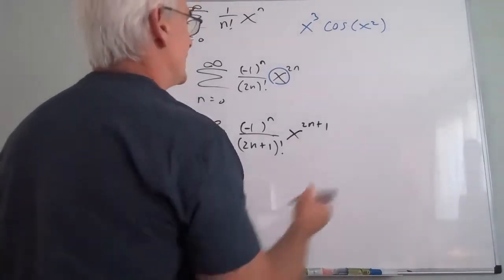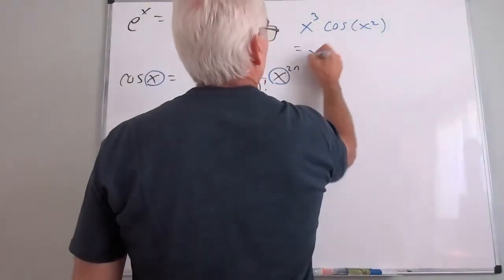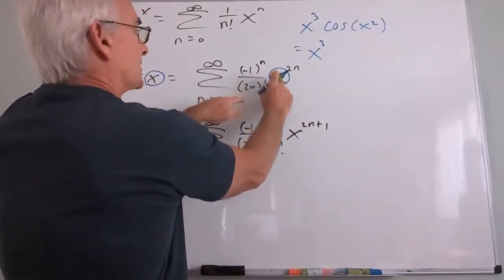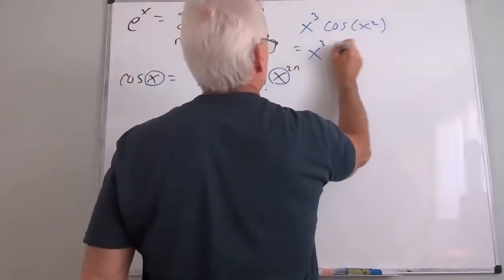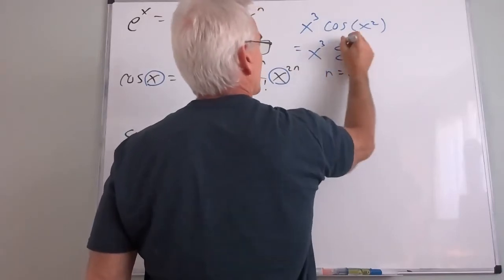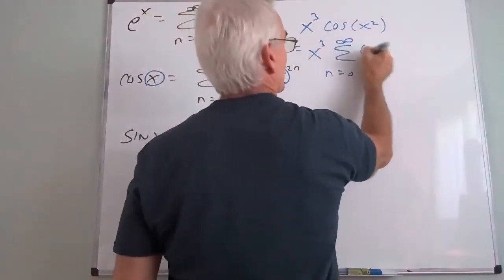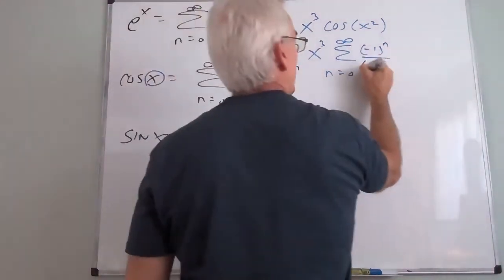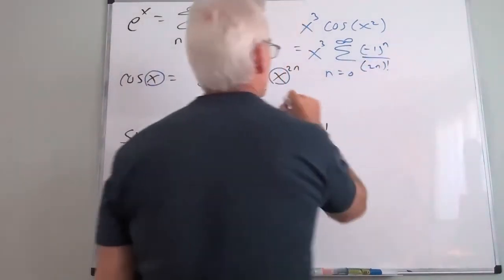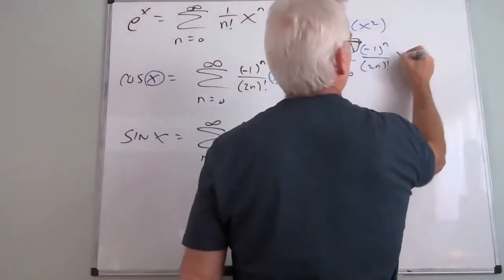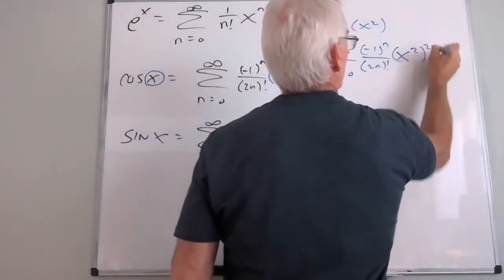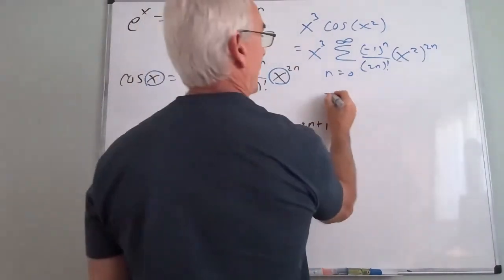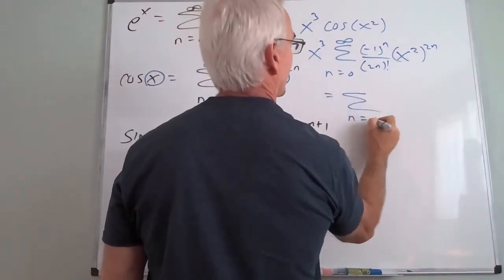So if I want to do this, this is going to be x cubed times, I'm going to replace the x with x squared. This is how you tweak a power series. This is one of the simplest things, yet most powerful things we can do. So I see an x, so that's now going to be an x squared to the 2n. With that, I can write the final answer as the next thing.